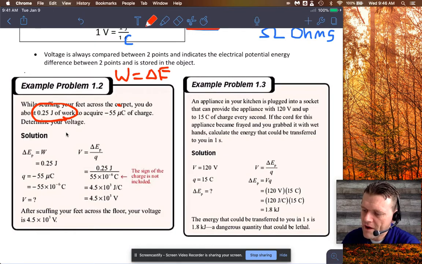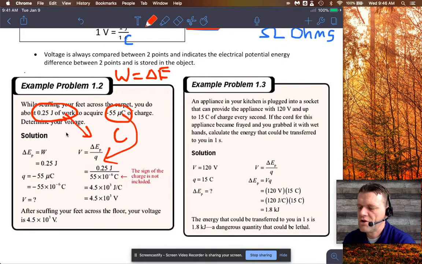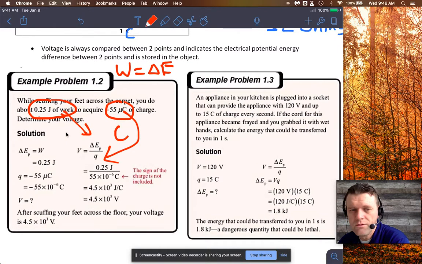Here's that 55 microcoulombs of charge. Again, they just happen to use that same number, but this is charge in coulombs. So if you want to determine your voltage, you just take the energy and you divide it by the charge. Now you do have to make sure that you get the charge into coulombs. You can't use microcoulombs. You should use coulombs because a volt is a joule per coulomb. So you can see that they did that here.